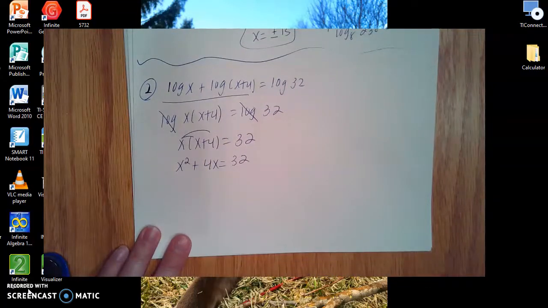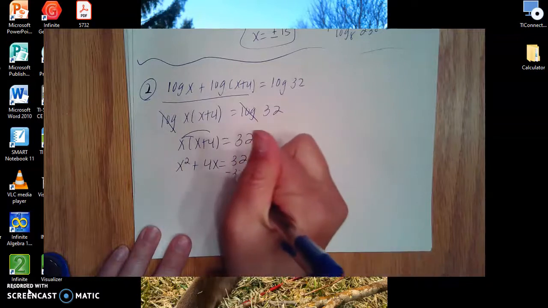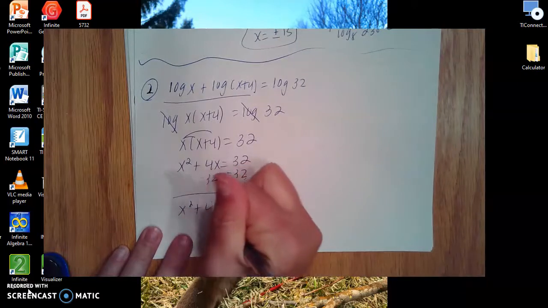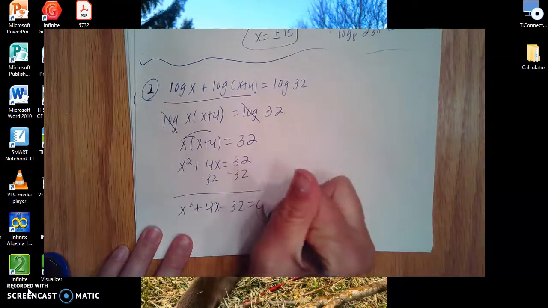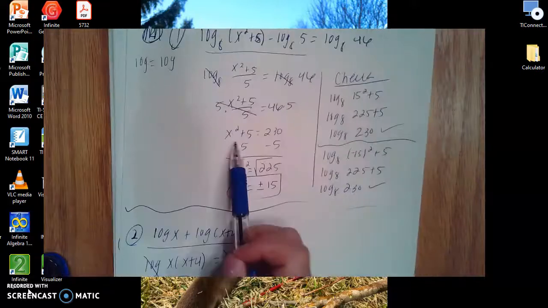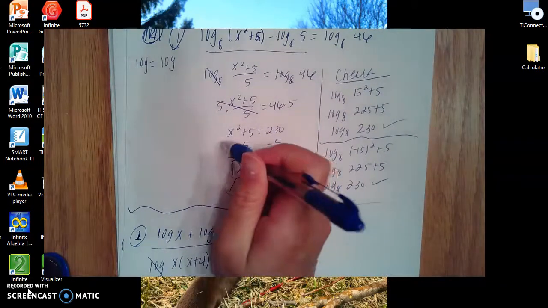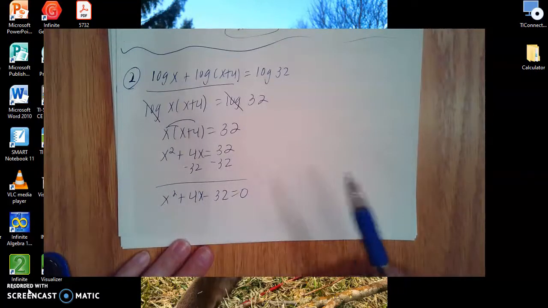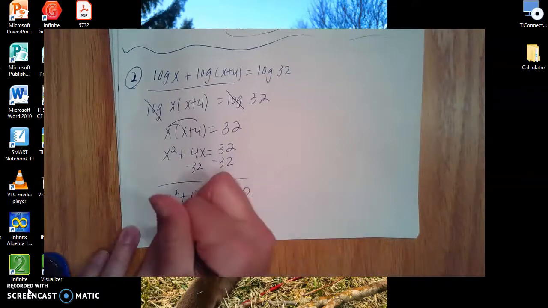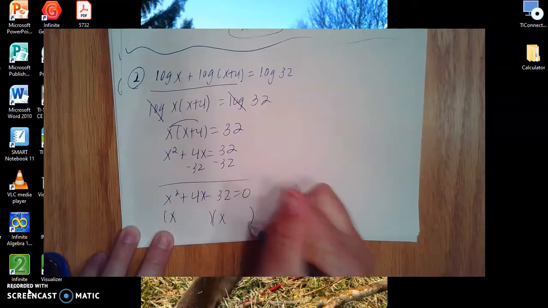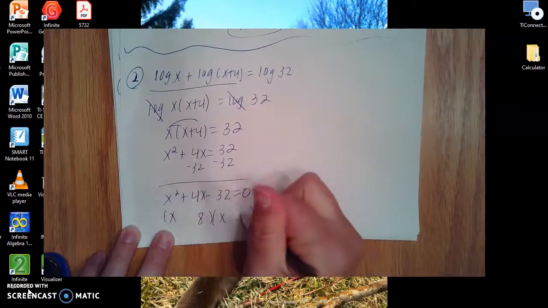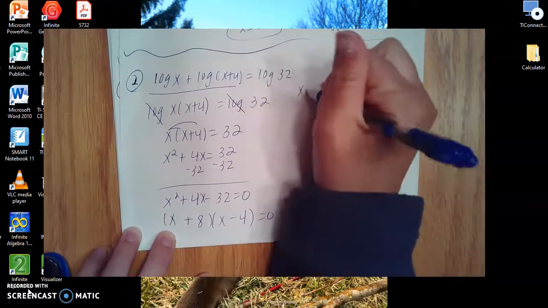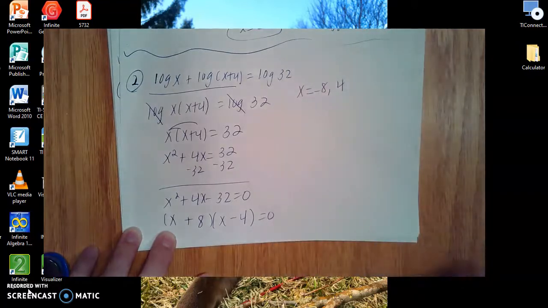Since we have a squared term, that means we need to set it equal to 0. So I'm going to subtract my 32. I'm going to get x squared plus 4x minus 32 is equal to 0. The reason I didn't set the previous one equal to 0 is because that was the only x term I had. Whereas in this equation I have multiple x terms, so I need to set it equal to 0. I need to factor. I need to find numbers that multiply to 32 and add back to 4. So I'm going to have an 8 and a 4. I need a positive 8 and a negative 4. That means x equals negative 8 or positive 4.